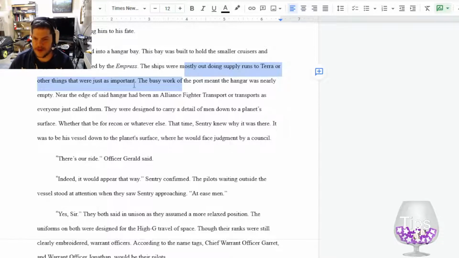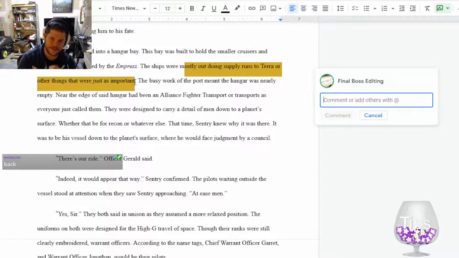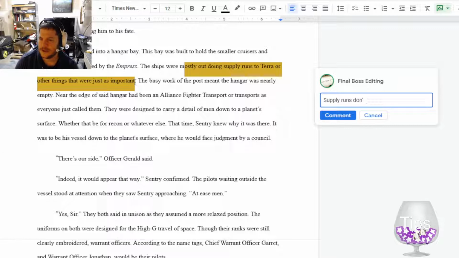Supply runs don't strike me as important in this world, right? Because we're leaning on sci-fi tropes. So in the sci-fi tropes that I know, supply runs don't feel important. Hey, welcome back, novelist.